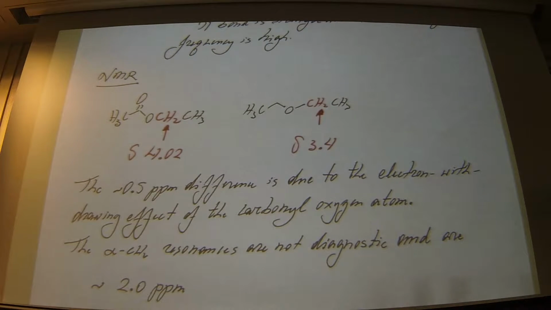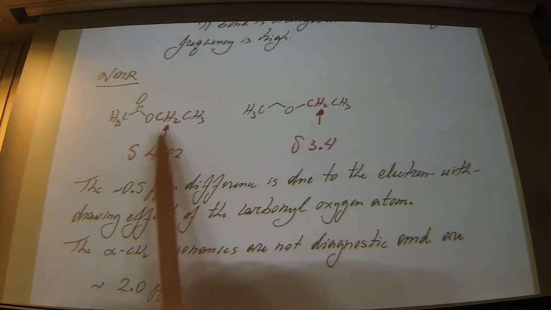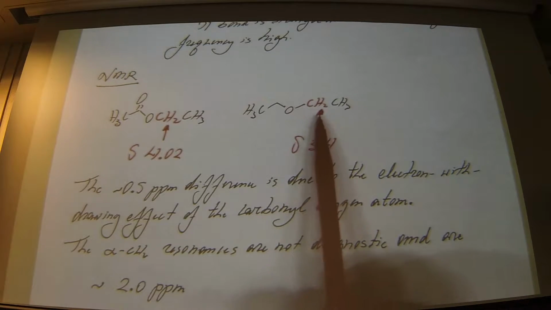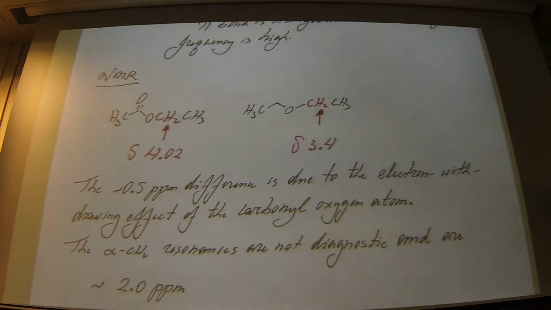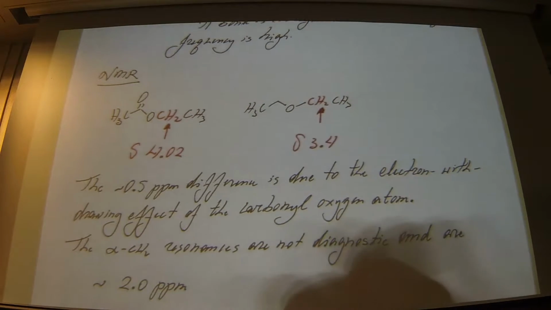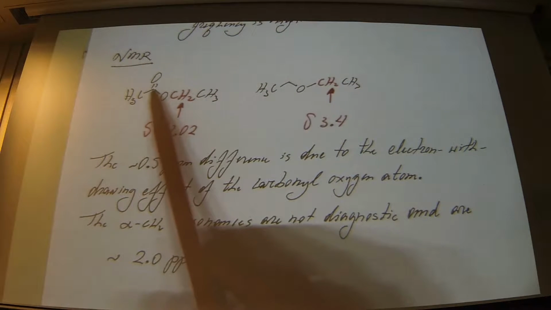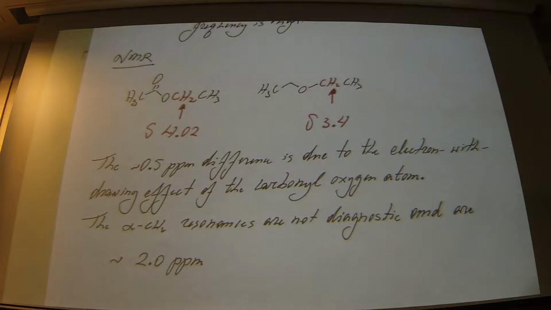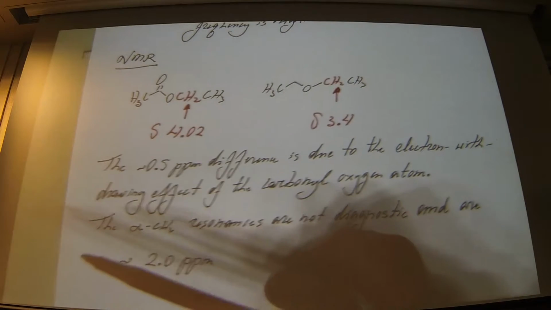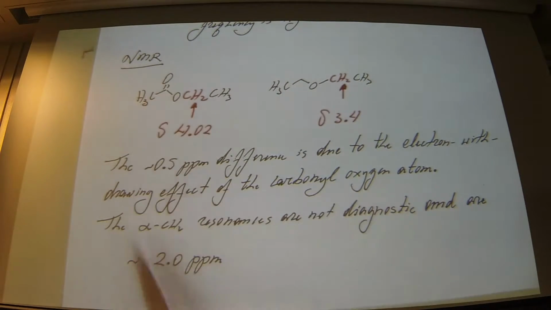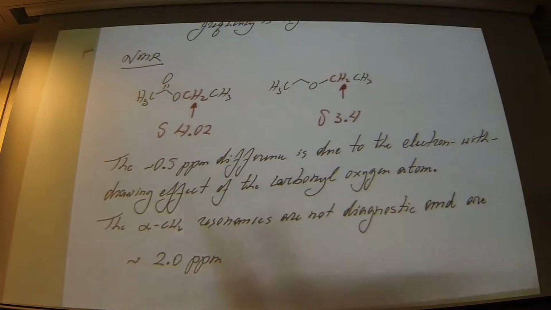So if you have an oxygen in the molecule and the CH2 is around 4, that's a dead giveaway for an ester. And if it's at 3.4 or 3.5, whatever, then that's pretty much an ether. And so that 0.5 ppm difference is the electron withdrawing effect of that carbon atom, that one right there, that has a partial positive charge in one of the resonance structures. Okay, so just remember that. Now the alpha protons here around 2 ppm, that's not diagnostic. So whether it's a ketone or an aldehyde or an ester or whatever, they're always around 2. So that's not going to help.